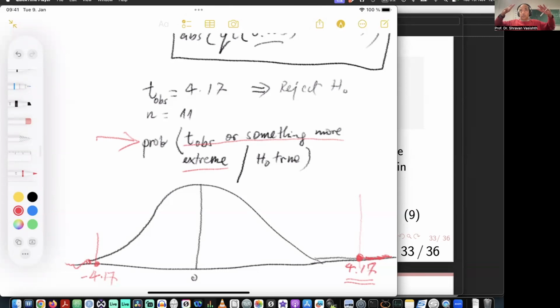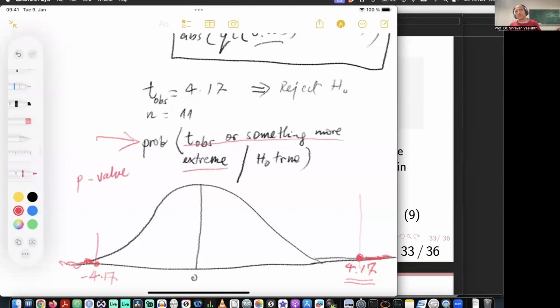Okay. What's the probability of observing 4.17 exactly? That's 0. It's a continuous distribution, right? So the only question we can ask is, what's the probability of observing something like 4.17 or something more extreme in either direction? And that is the area under the curve to the left and right of plus or minus 4.17, right? So this probability is called the p-value, and of course, you know how to compute it, right?